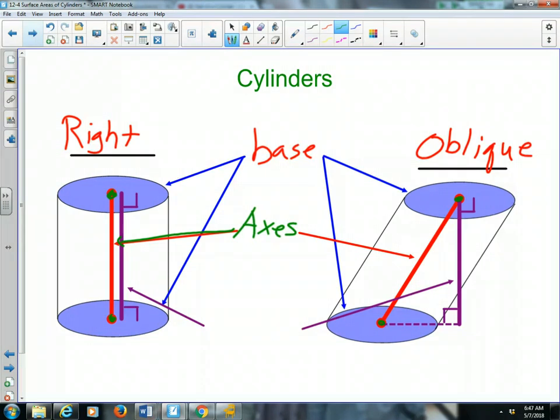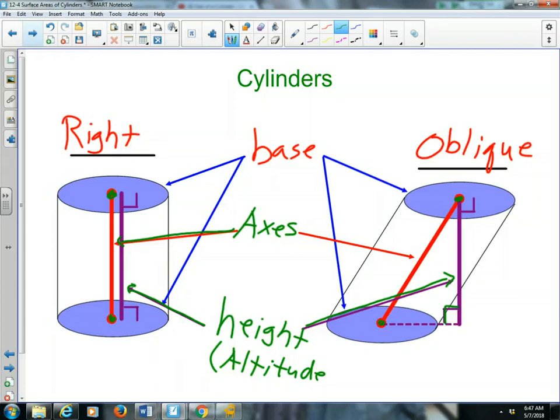And then this last arrow is pointing to the perpendicular distance between the two bases. So you can see this 90-degree angle right here, this perpendicular distance between the two bases. And this is called our height. Remember, the base and the height are always perpendicular. Sometimes we also call this the altitude of the cylinder.